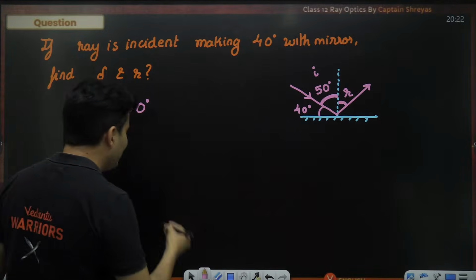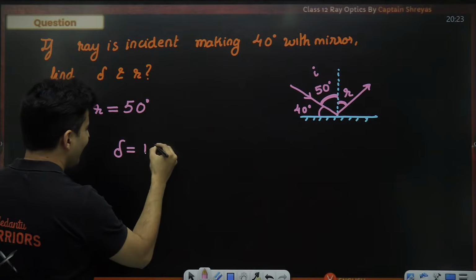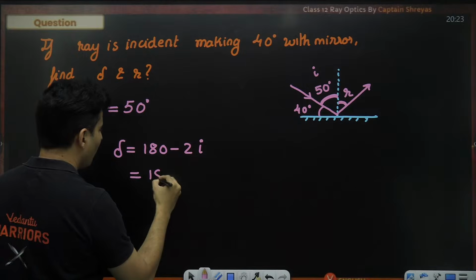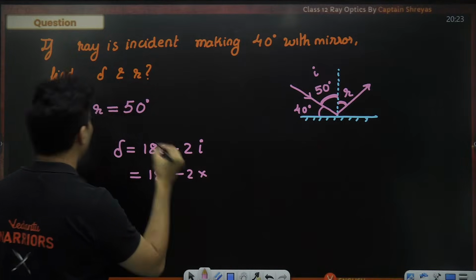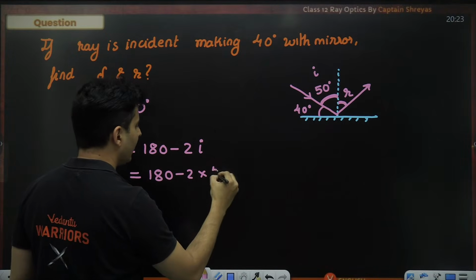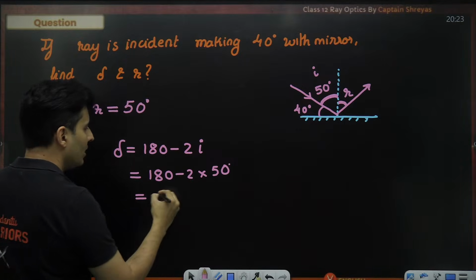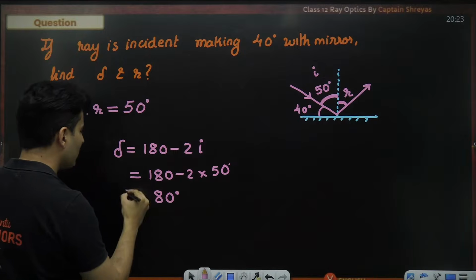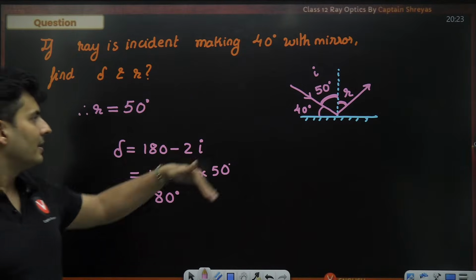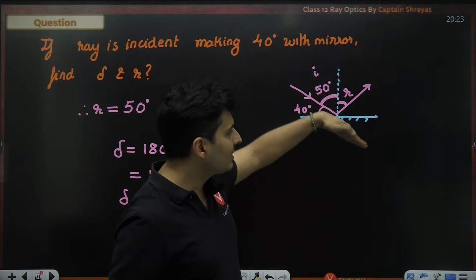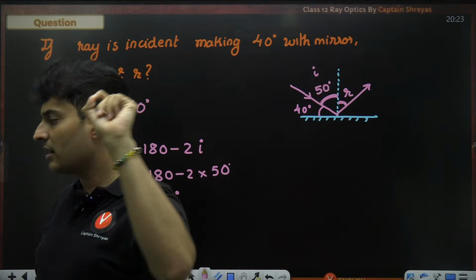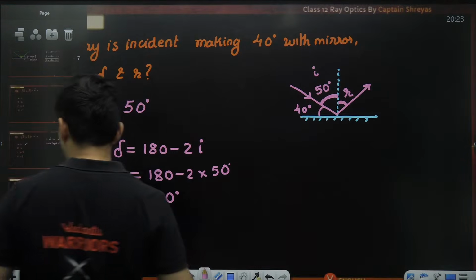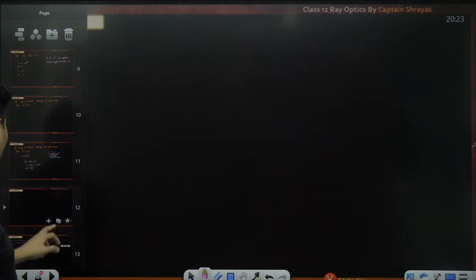Okay, now doing the second part is easy because delta is 180 minus 2 times i. So it will be 180 minus 2 multiplied by incident angle. Incident angle is 50 degrees. So 2 into 50 is 100, 180 minus 100 is nothing but 80 degrees. So angle of deviation is 80 degrees. So this ray has deviated, it has turned by 80 degrees. Perfect. Amazing. Cool. Let's go to the next question coming up on your screen.